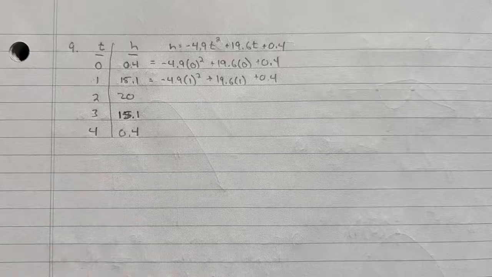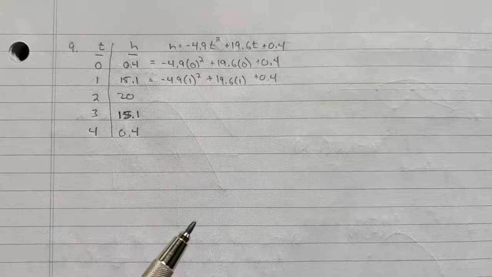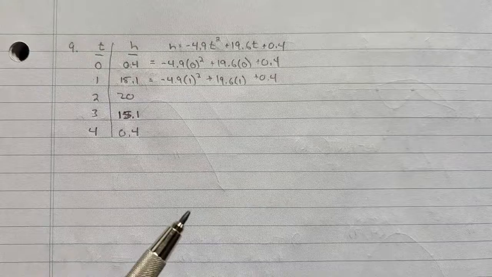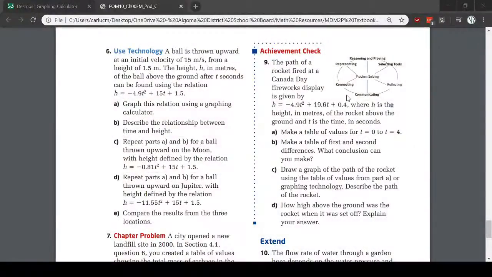All right, so now if I look at the next part of the question, the next part is asking us to make a table of first and second differences, and what conclusion can you make? So I'm just going to need to recopy that because I put that in the way. So I got 0, 1, 2, 3, and 4 for t, and 0.4, 15.1, 20, 15.1, and 0.4 for h. That's my h, that's my t.